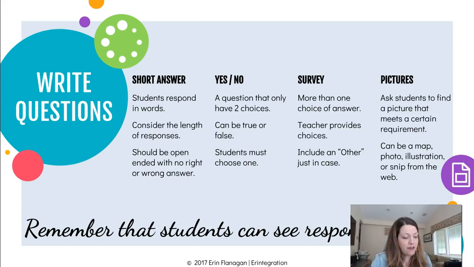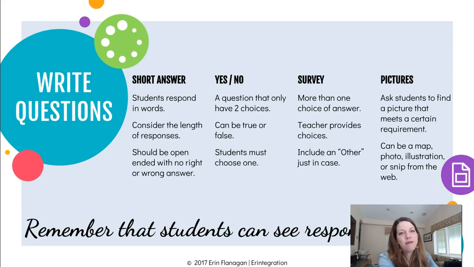The teacher gives the choices up front. So you can include an other choice as well. If you're giving like 5 choices, always have an other for that one student who's like, well, my favorite food to eat isn't on here. So always have that other category for those creative students.